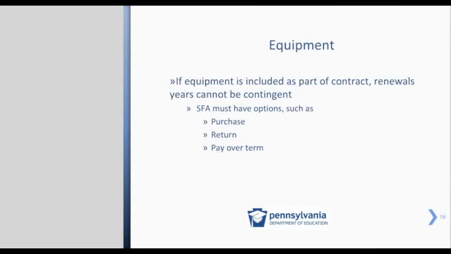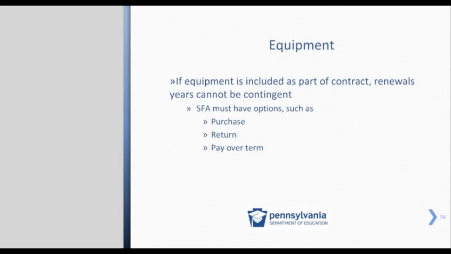If equipment is included as part of their contracts, renewal years cannot be contingent on the equipment being purchased. The School Food Authority must have options such as purchasing the remaining balance of the cost of the equipment, returning the equipment to the food service management company, or paying the equipment off over a term.